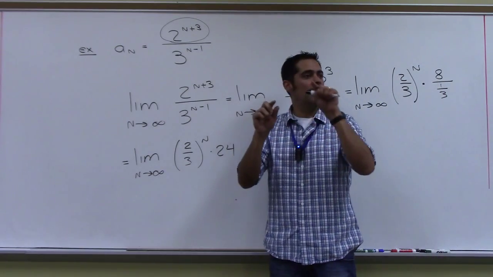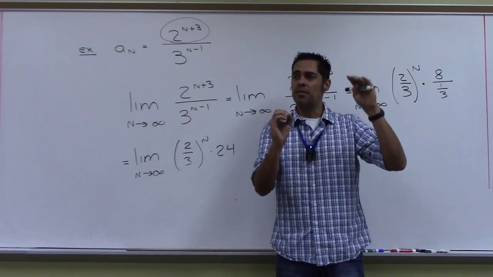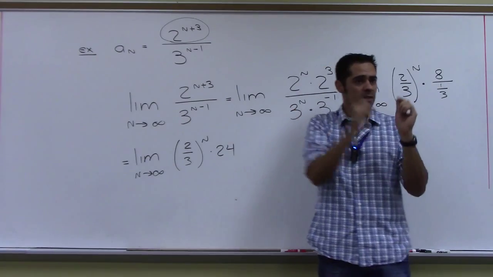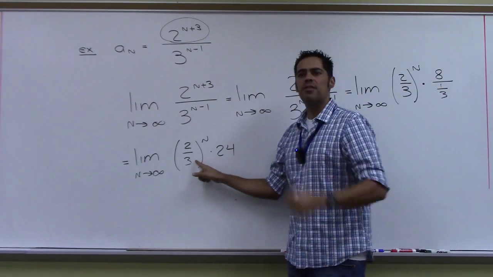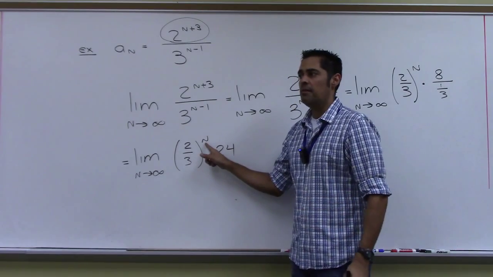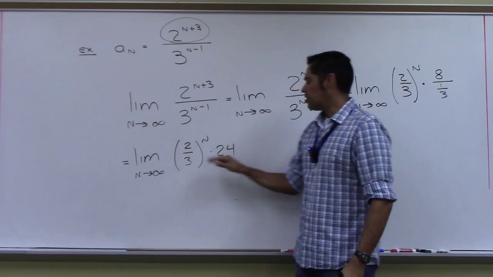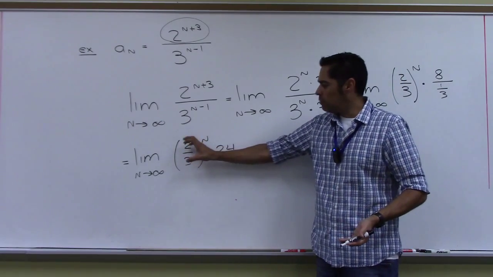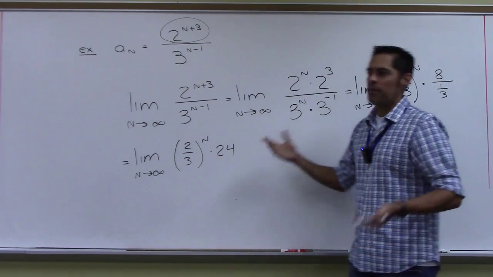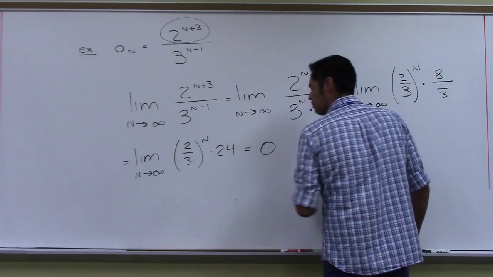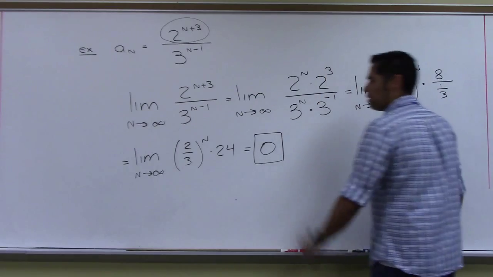Remember we had 0.99 to the n, and that went to 0 because any number between 0 and 1, if you raise it to bigger powers, gets smaller. 2/3 is smaller than 1. So if you take that number and raise it to the n, it's going to get smaller. The 24 out here is never going to change. It's always 24. So you've got a number that's getting really, really small times 24, which is still really, really small. So this goes to 0, and it converges.